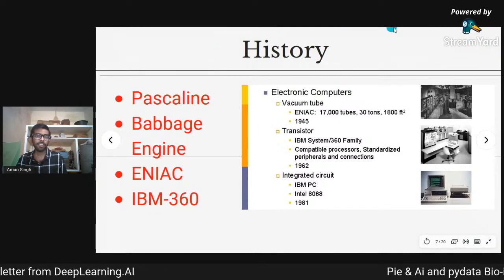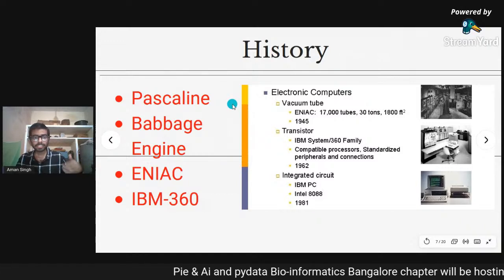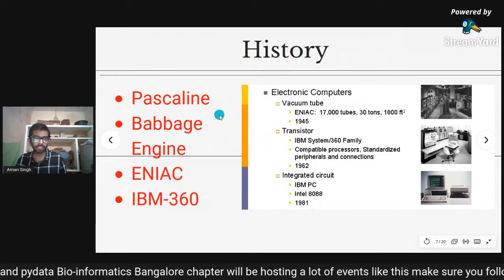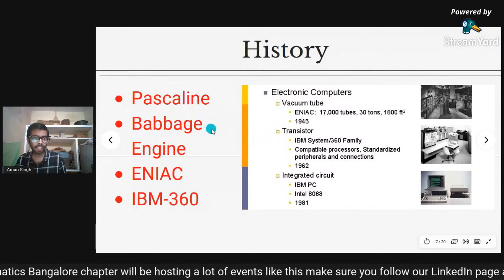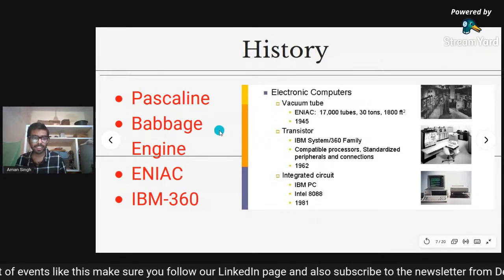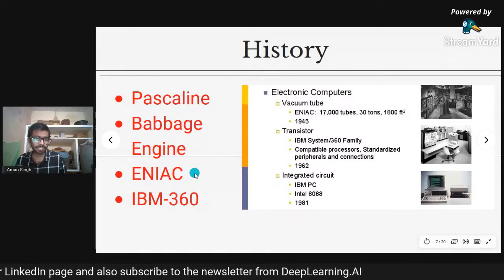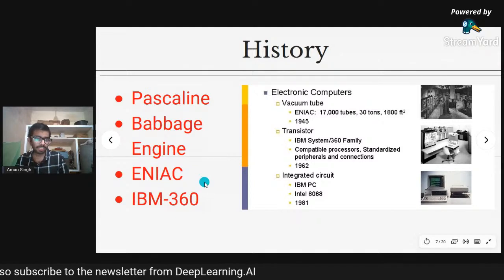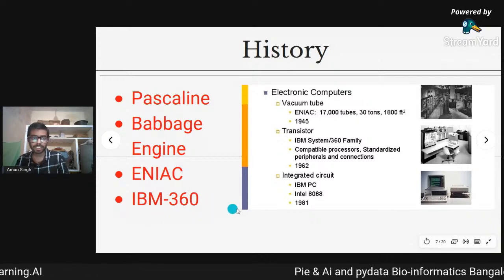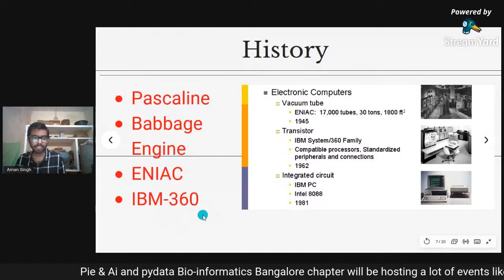And therefore then we move on to history. In history there is the Pascaline, which was used to add or subtract two numbers, centuries ago. Babbage was there, which was the first mechanical computing device. Then ENIAC was there in 1945. Then IBM 360 was released in the 1960s.